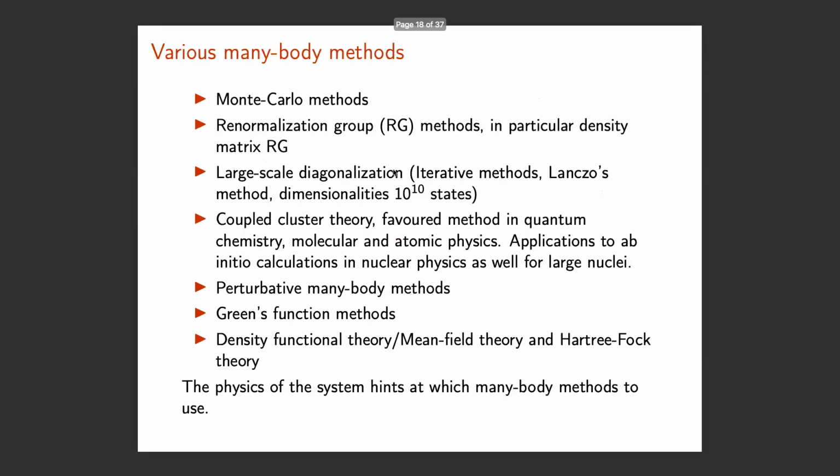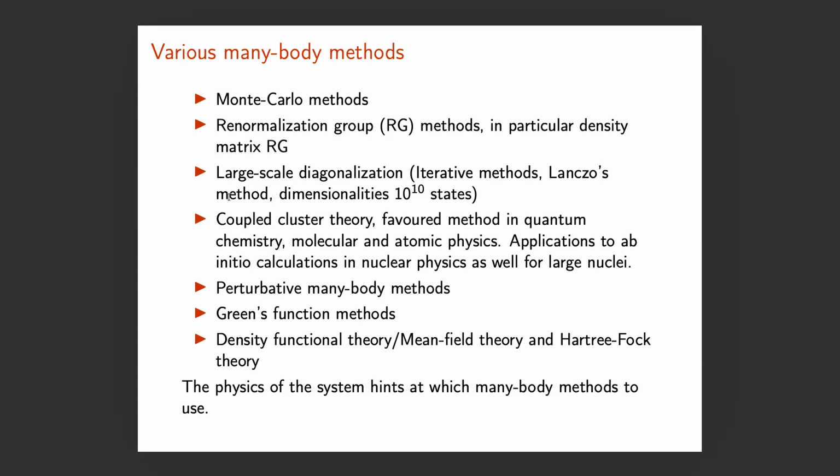So I'm going to skip some of these. If you think of many-body methods, there's a plethora of them, and you may ask yourself, why should I use Monte Carlo methods when you have so many other methods? I will try to convince you about the benefit of using Monte Carlo methods, but you have a whole set of other methods, and many of you are probably familiar with them. Some of you have taken a course in many-body physics and know that we have methods like large-scale diagonalization, coupled cluster theory, which is a favorite method in quantum chemistry, perturbative many-body methods, Green's function methods, etc.